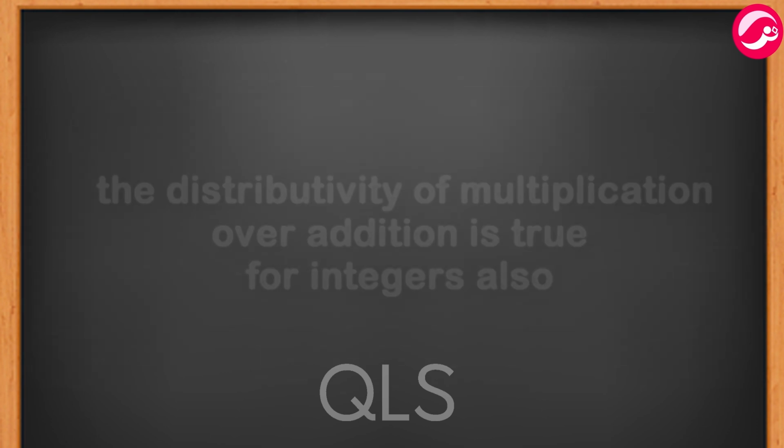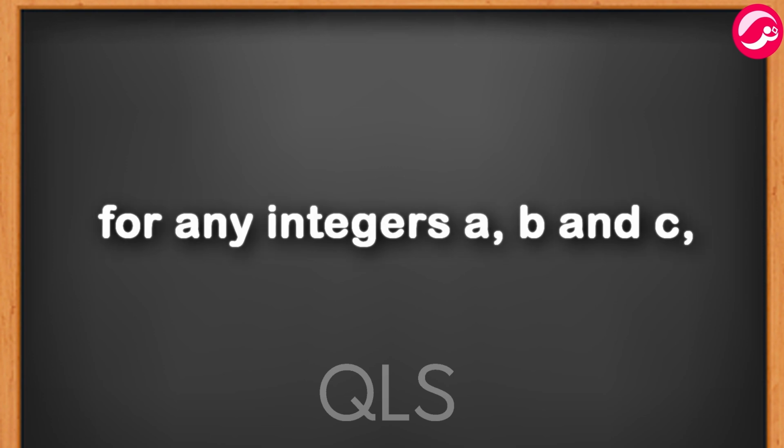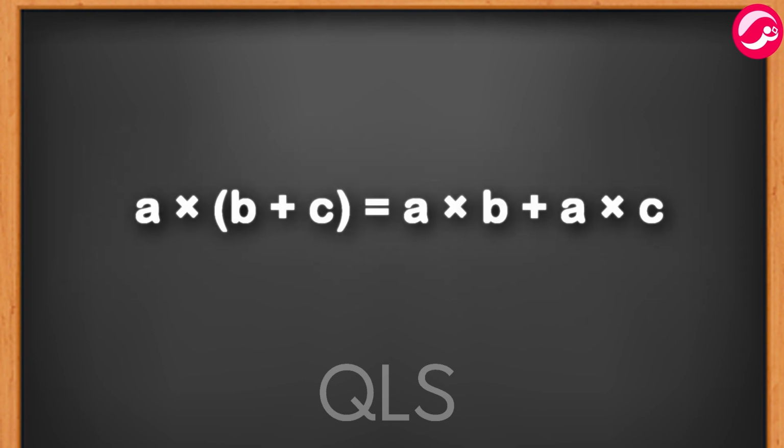We can say that the distributivity of multiplication over addition is true for integers. Yes, we can obviously say that. In general, for any integers a, b and c, a into (b plus c) is equal to a into b plus a into c.